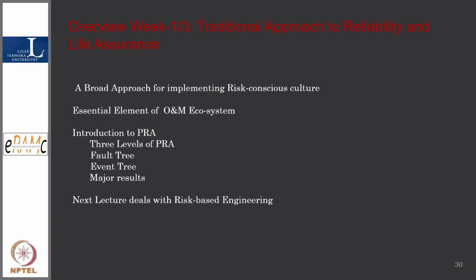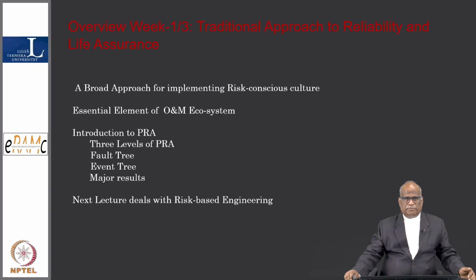Overview: a broad approach for implementing a risk conscious culture, and then estimation of O&M, the essential elements of the O&M ecosystem that we have discussed. Introduction to PRA, the 3 levels of PRA we have discussed: fault tree, event tree, and the major results that we have shown there. And probably you got an idea what we mean by PRA. Actually, when we do a PRA study, the document could be almost in thousands of pages. But here I have given a simple example, the simplest example, to explain to you how PRA models are created and how the core damage event is estimated.